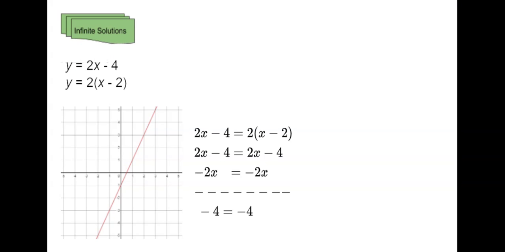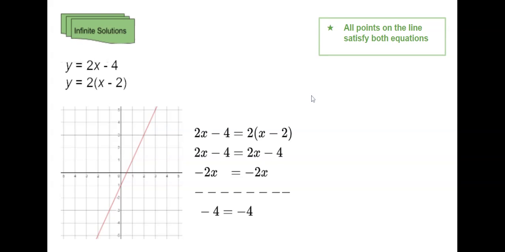Finally, the third situation is when there's an infinite number of solutions. So here we're given the two lines y equals 2x minus 4 and y equals 2 times the quantity x minus 2. When we solve these two equations, we set them equal to each other and solve for the value of x, we get a true statement. So all the points on the line satisfy both equations because they are the same line.